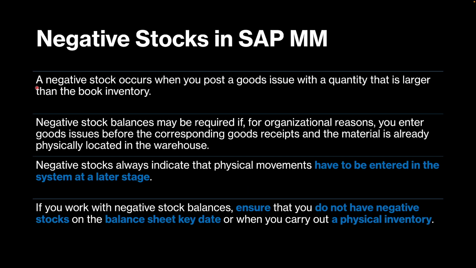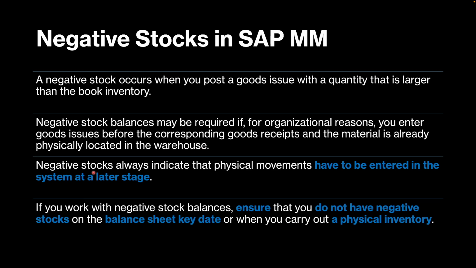So you can see here, a negative stock occurs when you post a goods issue with a quantity that is larger than the book inventory, that is the SAP inventory. And here you can see negative stock balances may be required if for organizational reasons you enter a goods issue before the corresponding goods receipt and the material is already physically located in the warehouse. This we already saw in the example just now.